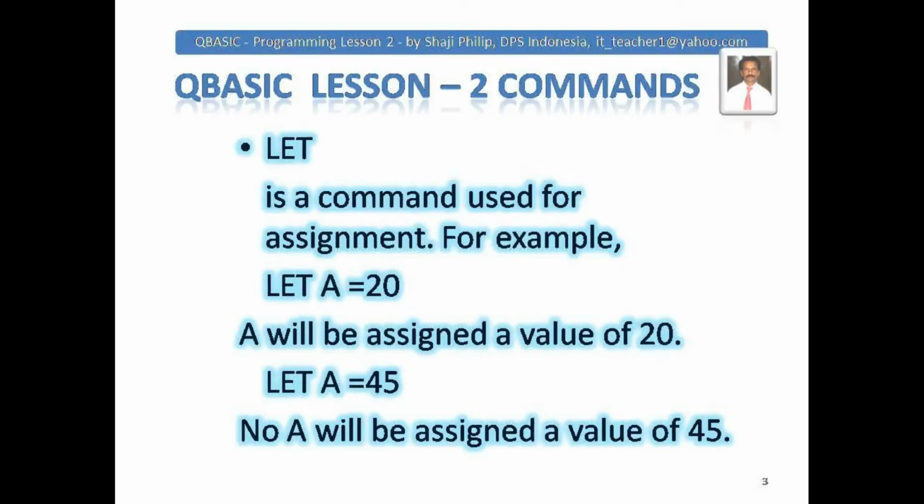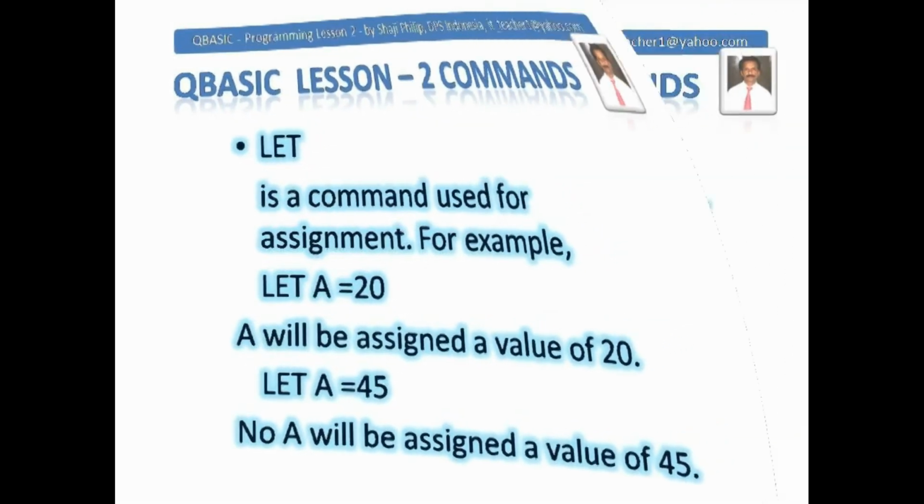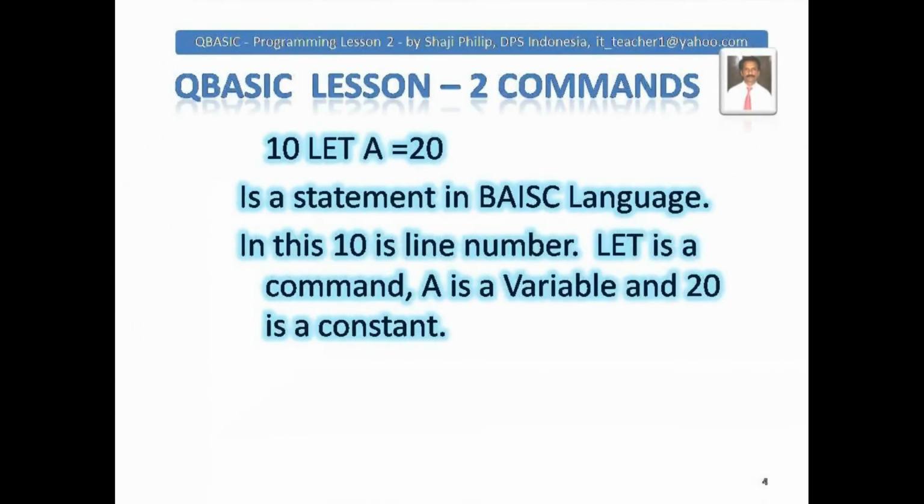In this case, the value 20 is not changed. So 20 is a constant and a is a variable, and let is an assignment command. Again, if you assign another value to a, that is let a equal to 45, now the value of a is changed to 45. A is a variable, so its value can change. When giving statements in basic language, we use line numbers at the beginning of every line.